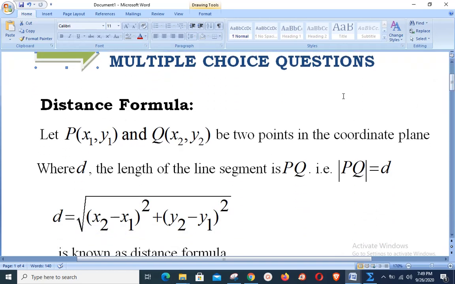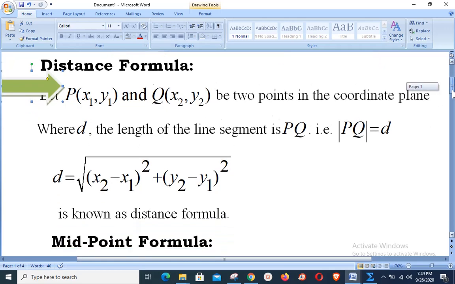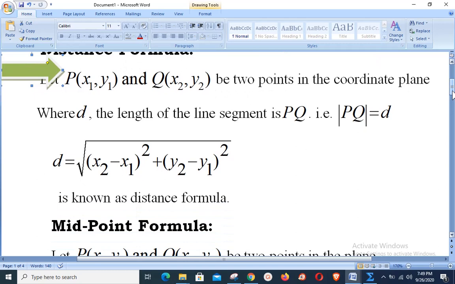You all know that let P(x1, y1) and Q(x2, y2) be 2 points in the coordinate plane, where d, the length of line segment PQ denoted by |PQ|, is equal to d and is defined as the square root of (x2 minus x1) whole square plus (y2 minus y1) whole square. This is known as the distance formula.